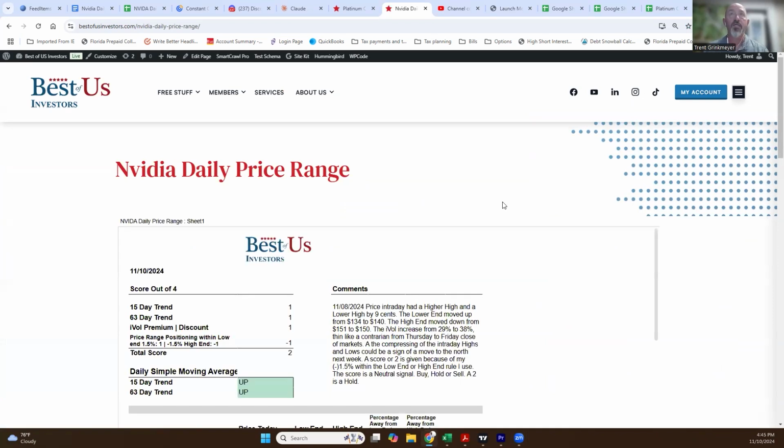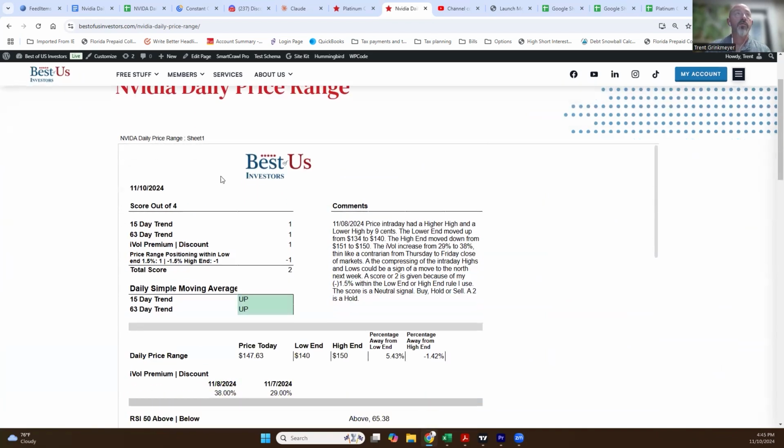Now, this is updated every evening after market close. And what you'll find here is today, for instance, this is the 10th of November. It's a Sunday. So this is taking into account Friday, November 8th, 2024 information. First thing you're going to land on is an overall score, giving you an indication of how we feel about the price of NVIDIA. And it's based on four different factors.